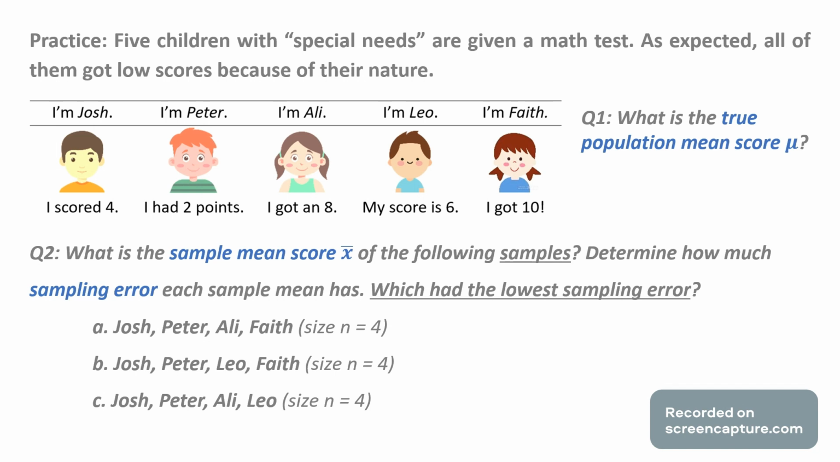Now, for your practice, try to answer the following. Five children with special needs are given a math test. As expected, all of them got low scores because of their nature. Josh got 4, Peter 2, Ali had 8, Leo had 6, while Faith got 10. Determine first their true population mean score mu. Afterwards, give the sample mean x bar and their respective errors for each of the following samples with size small n equals 4. Which of the following samples had the lowest sampling error?